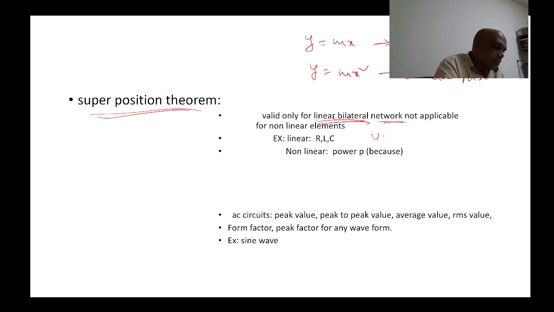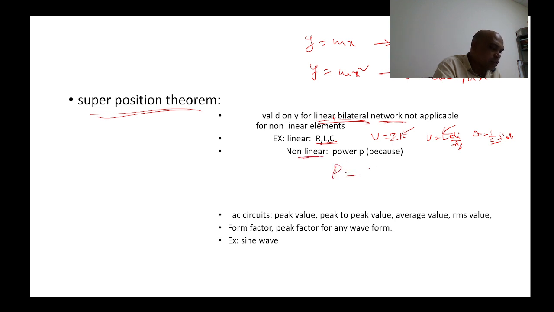Suppose you take v equals IR, R is linear. Similarly, v equals L into di by dt, L is linear. V equals 1 by C integral I dt, C is linear. So here the RLC components are linear. But coming to power, it is non-linear.